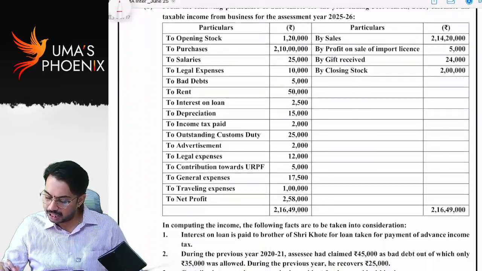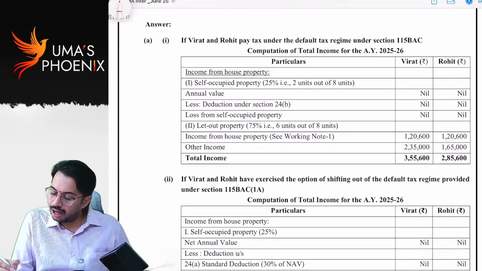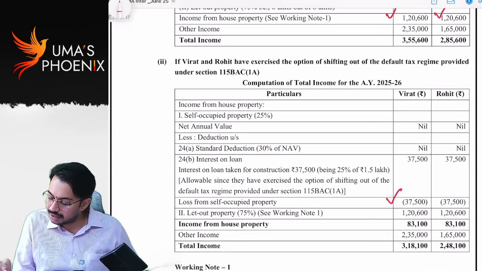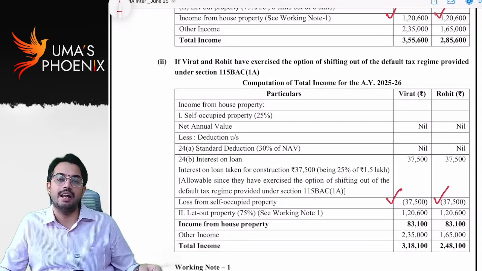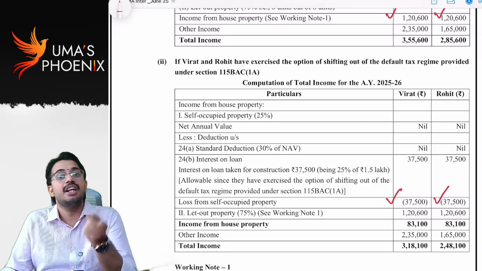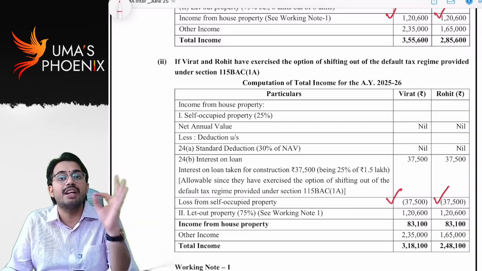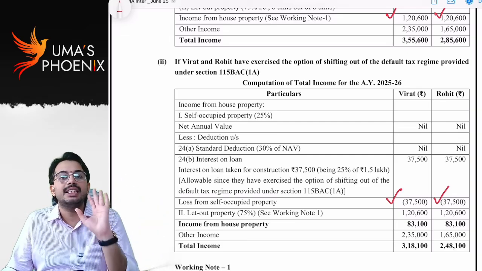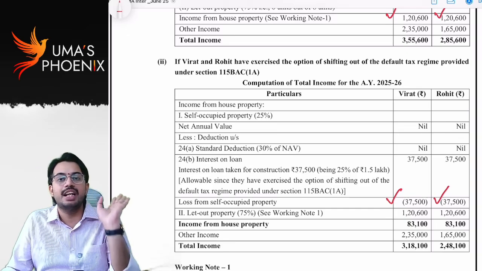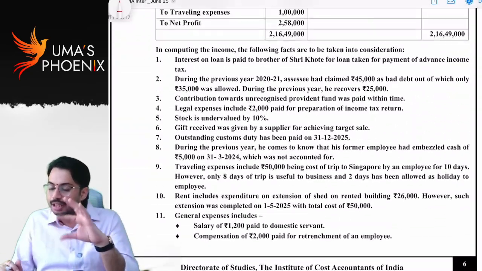Am I correct? Let's check the answer. 1,20,600, 1,20,600. Loss is 37,500, 37,500. My dear students, please remember, if the assessee is paying taxes under default tax rates, interest on borrowed capital is not allowed as deduction for self-occupied property. If the assessee is paying taxes under optional tax rates, interest on borrowed capital is allowed as deduction for self-occupied property. Okay, keeping that in mind, balance you can solve the problem.